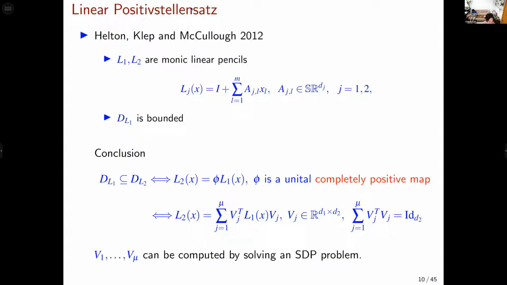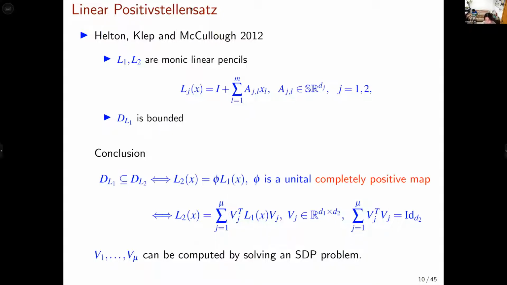The conclusion is the positivity domain of L1 is included in the positivity domain of L2 if and only if L2 equals phi of L1, where phi is a unital completely positive map. I will introduce the definition of the completely positive map later on. And this condition is also equivalent to L2 having such an SOS representation.